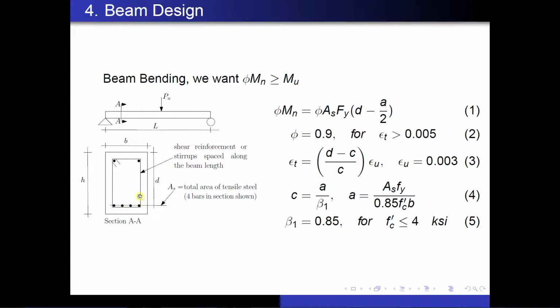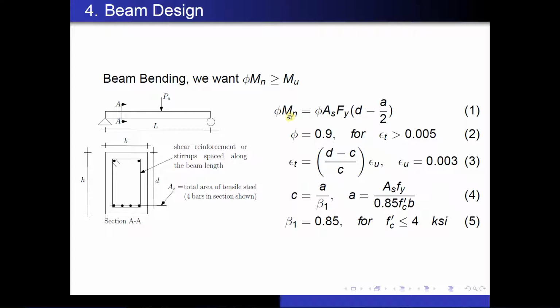Now, it is true that we could have more than one layer. We can also have bars up in the compression zone, but for right now I'm keeping things simple, and the formula for phi Mn that I have here only considers this tensile layer in the calculation of phi Mn. Later on, when you learn more, there will be additional ways to calculate phi Mn when you have other layers of steel, but for right now this is quite adequate, and for many beam bending calculations this will do very well.